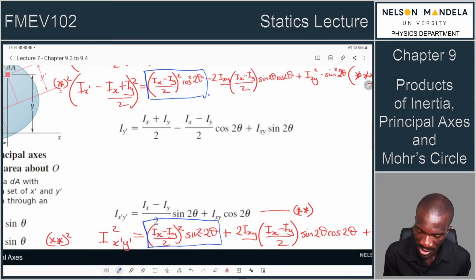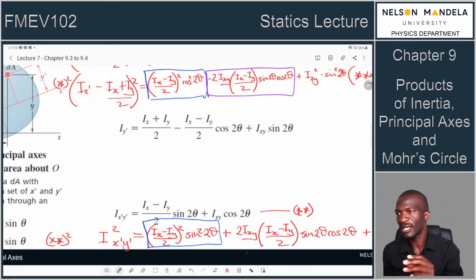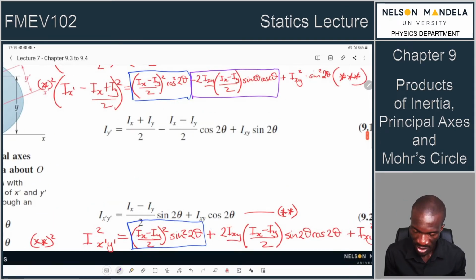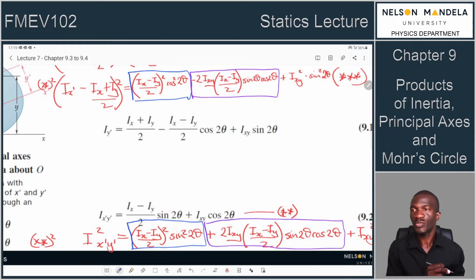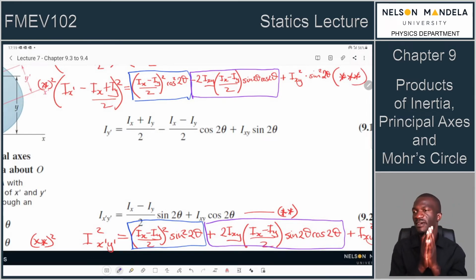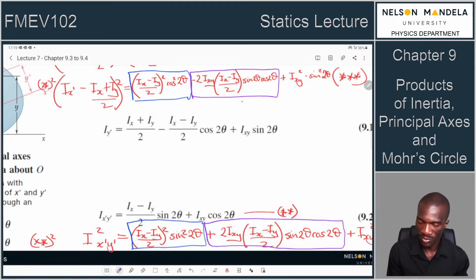Second part is this long term here. So it's a minus at the top. We have 2Ixy, that difference divided by 2, and the product of the trig functions. In this case, it's a plus. So it's plus 2Ixy, the difference divided by 2 of the moments of inertia, then the product of the trig functions. So if we add these two, they disappear.